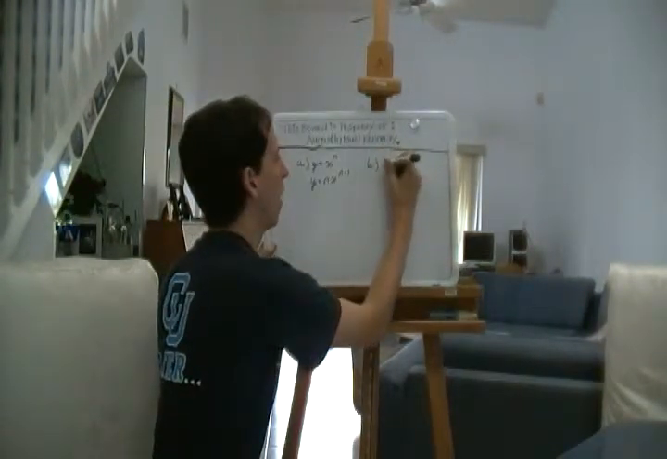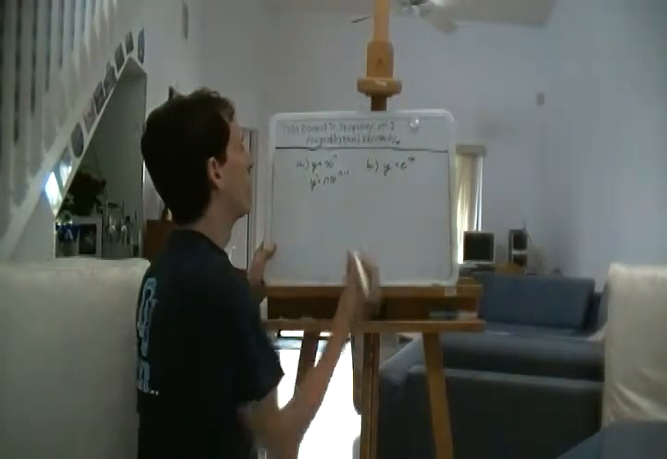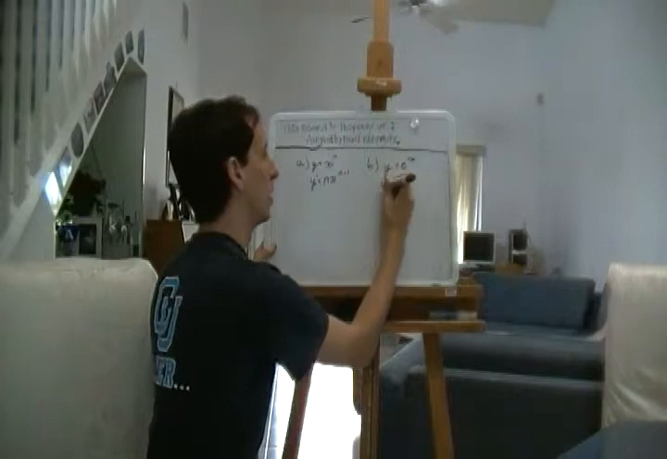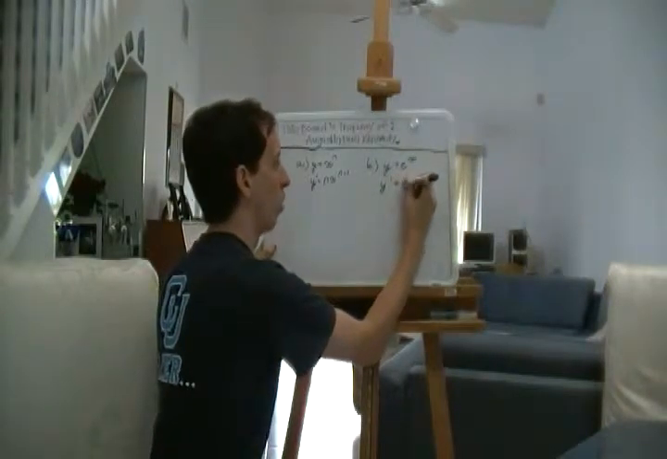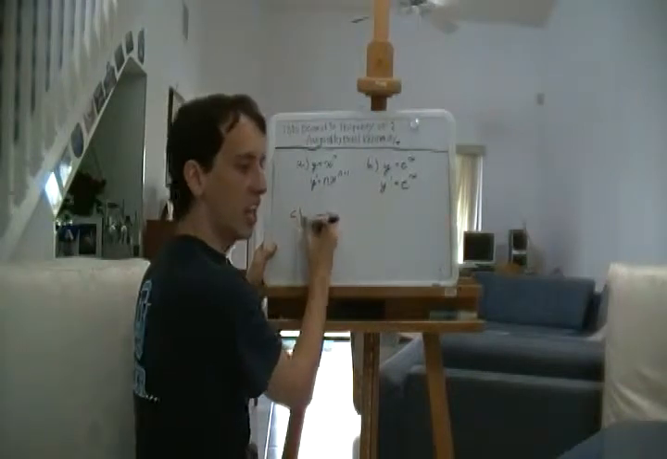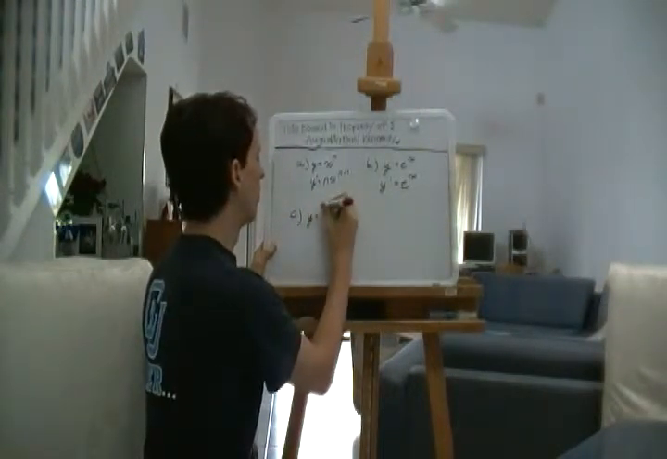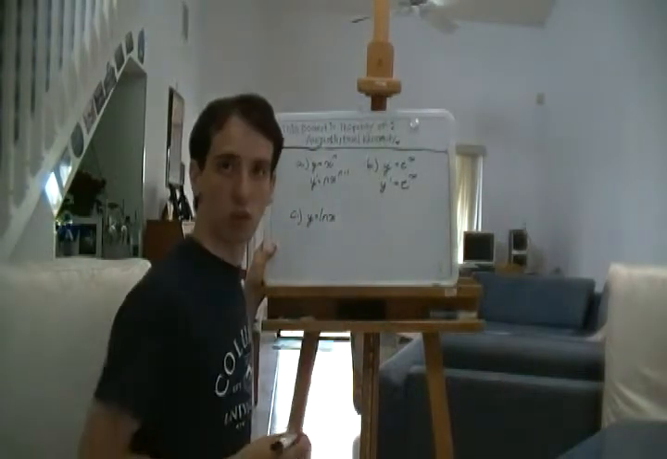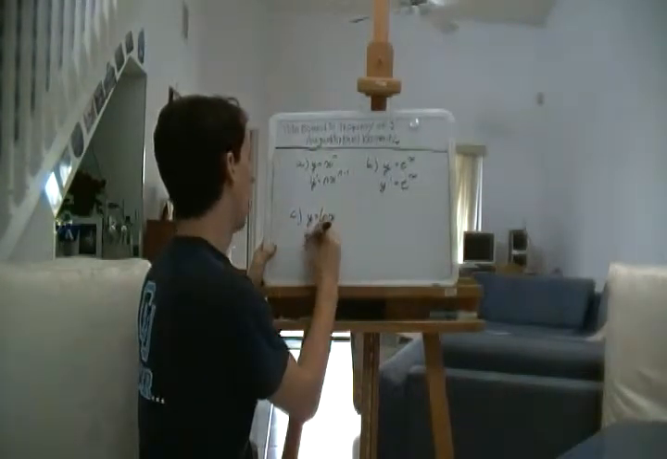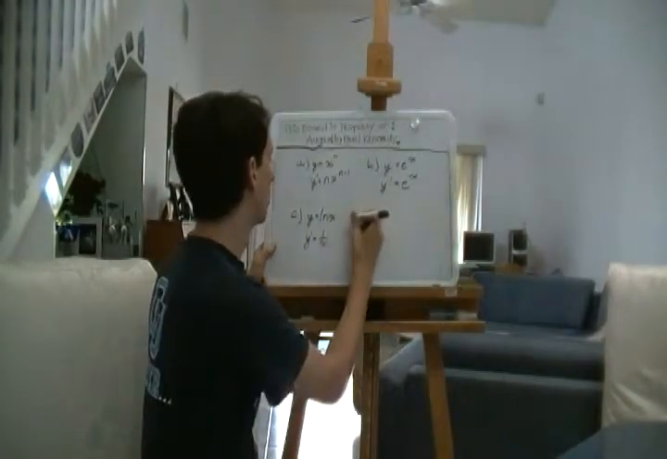B, I asked you to find the derivative of y equals e to the x. Well, you might remember that the derivative of the exponential function is itself, so y prime equals e to the x. For C, I asked you to tell me what the derivative of the natural log of x was. You may remember y prime equals 1 over x in the case of the natural log.